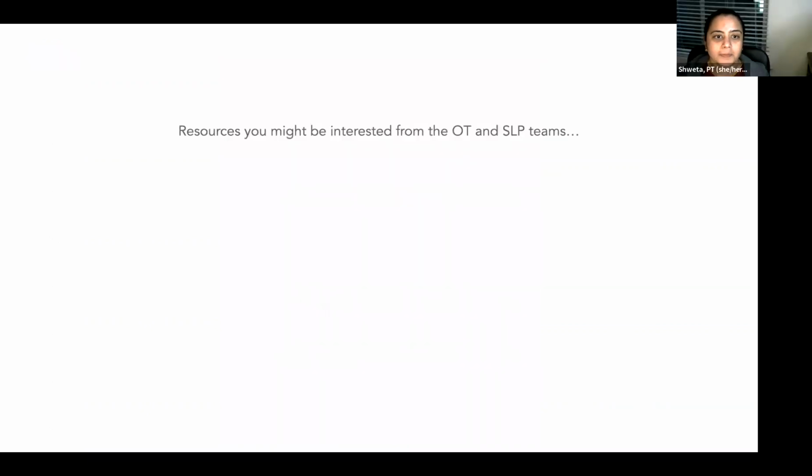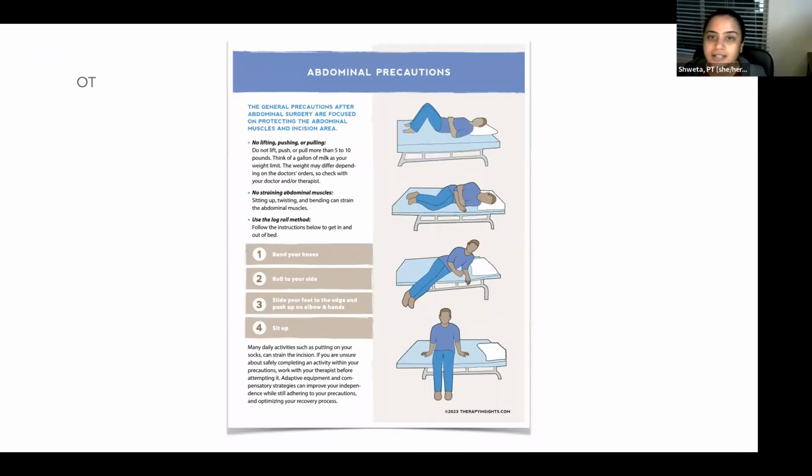So before we wrap up today, I do want to mention that there were some other resources that were added to our library that you all might be interested in. Our OT content team added a resource on abdominal precautions. It's a neat little handout again, which has different positions that you can adopt while maintaining your abdominal precautions, and also has a small 4-point table which tells you what you need to follow when you're following abdominal precautions and trying to change positions. So do check that out.